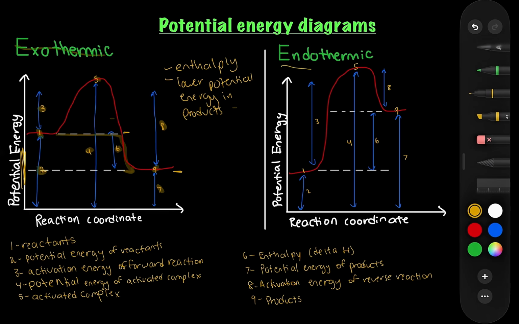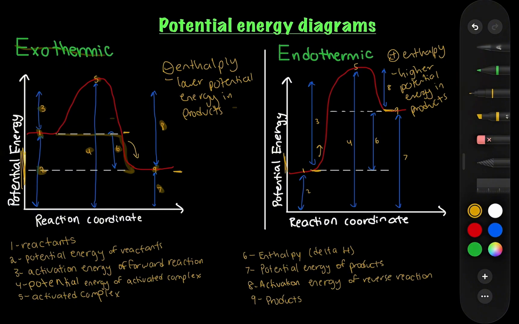Similarly, in our endothermic diagram, all the labels are the same. The only difference is our enthalpy. So rather than stepping down, as we did in the exothermic, it's stepping up. So it's a positive enthalpy. Now what this is showing is that the potential energy in the products, which is all the way over here, is higher than the potential energy that was in the reactants. And once again, this is because in an endothermic reaction, we're absorbing heat. So our potential energy is going to be increasing because we're storing more heat, we're storing more energy within the products.